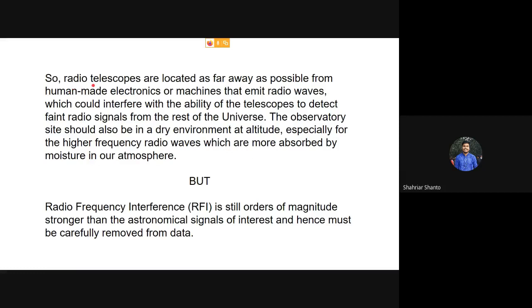So radio telescopes are actually located as far away as possible from human habitation, and still radio frequency interference is orders of magnitude stronger than astronomical signals. So we have to have some technique to carefully remove the radio frequency interference signals so that we can only see or process the signal we are interested in, astronomical signals.